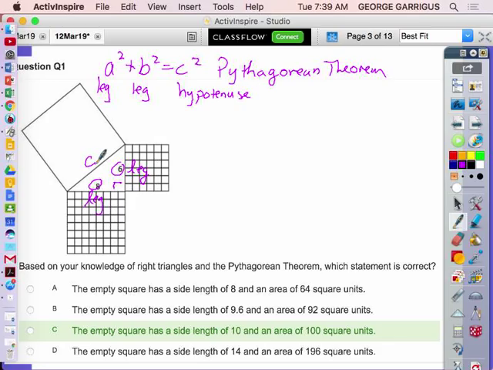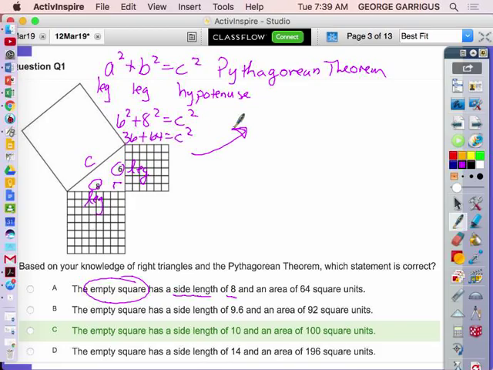They ask us a couple questions. Based on your knowledge of the right triangles and the Pythagorean theorem, which statement is correct? A, the empty square has a side length of 8 and an area of 64 square units. Well, we have to look for a side length of 8 for the empty square. Okay, so let's do the Pythagorean theorem to make sure we know. 6 squared plus 8 squared equals c squared. 36 plus 64 equals c squared.